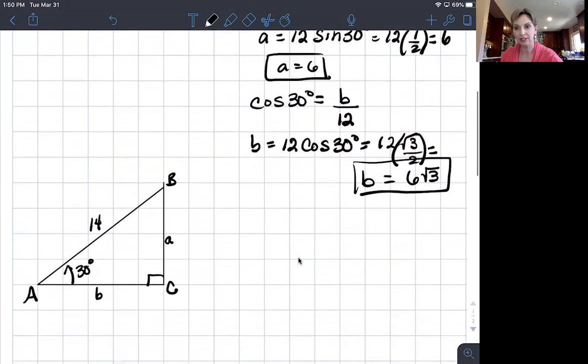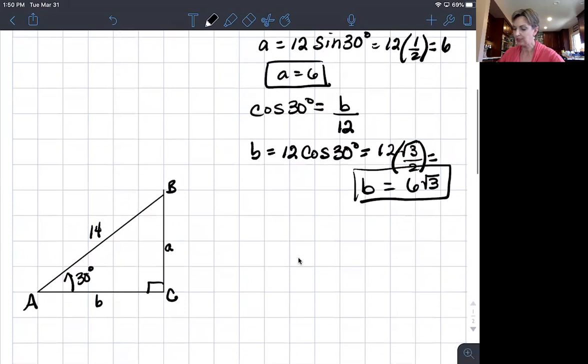Okay, you're solving that triangle. So you need to solve for angle B and sides A and B. Okay, go ahead and pause the video and then push play when you've got the answers. Okay, got the answers. Let's see how we all did, if we got the same things.